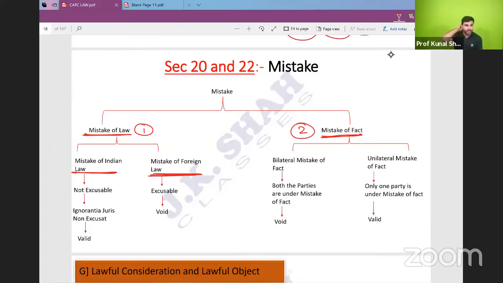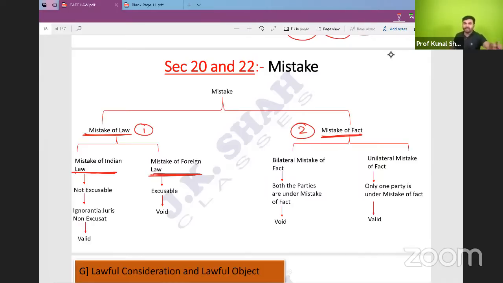Law says sorry to say, mistake of Indian law is not excusable. Ignorantia juris non excusat. Under any circumstances, the person must have the knowledge of Indian law.